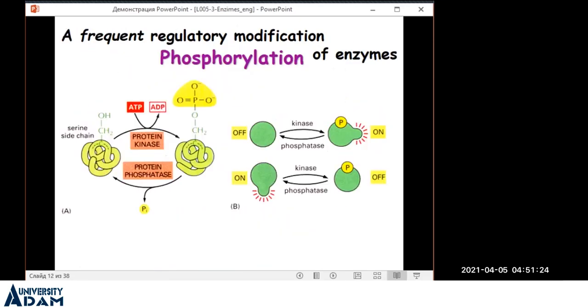And we also have a specific phosphorylation of enzymes. It's just adding phosphate and removing phosphate. We have two enzymes which can add phosphate to another enzyme and remove this phosphate. It's also an important point of regulation of some enzymes. I think we will talk about these methods a little bit more later in the next practicum class. For today, I think it will be enough.